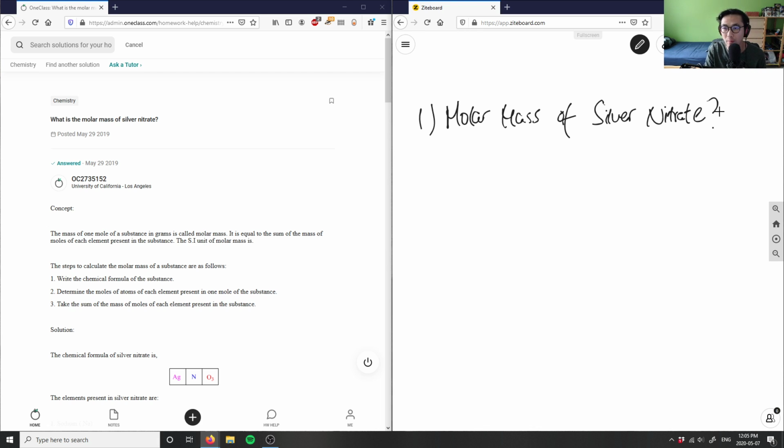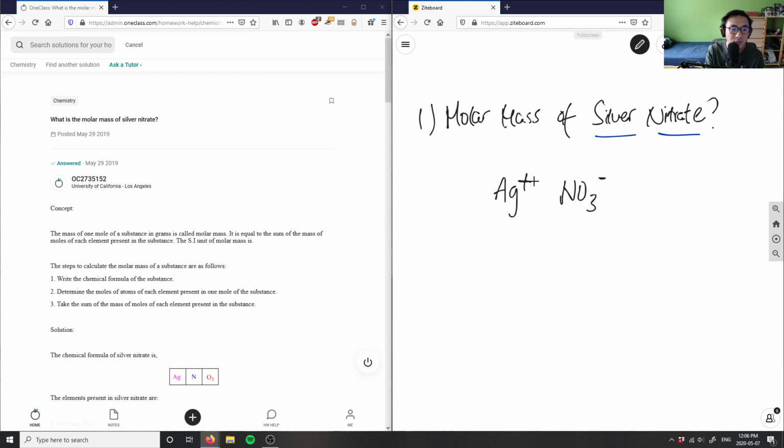In order to find the molar mass, we have to write down the chemical formula first. In silver nitrate, I have two parts. One is silver, which is Ag. And nitrate you can't really find on the periodic table. It's a polyatomic ion. Polyatomic ions are non-metals covalently bonded together that have a charge. So nitrate is NO3 minus, and Ag has a positive one charge.